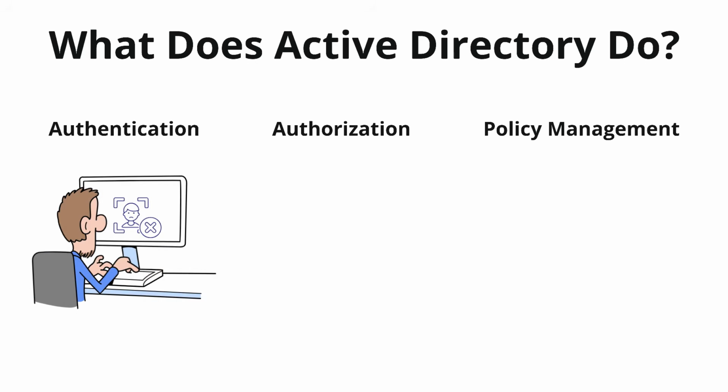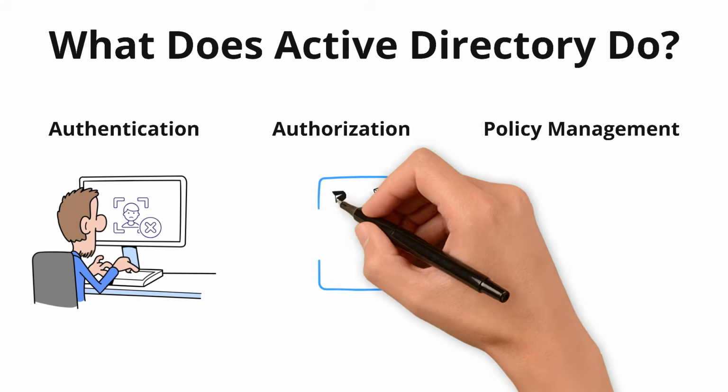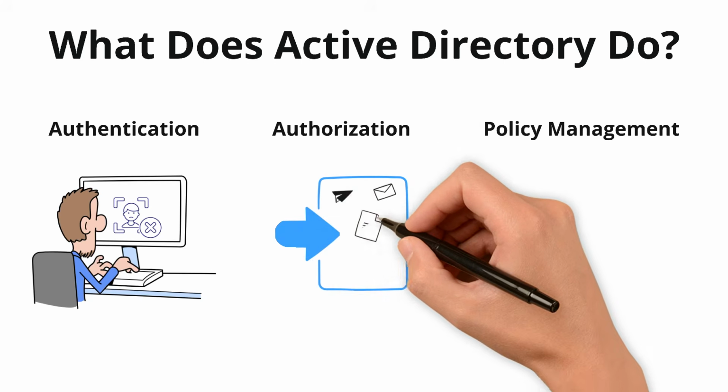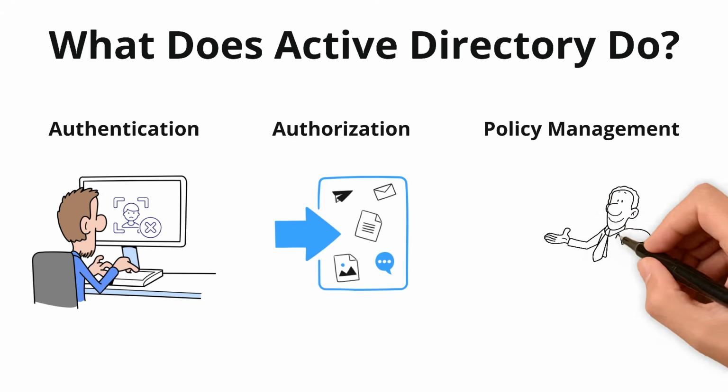Authorization is what happens next. Once you're verified, Active Directory determines what you're allowed to do. Can you access the shared drive? Can you install software? Can you see the finance folder? All of that is controlled through Active Directory permissions.